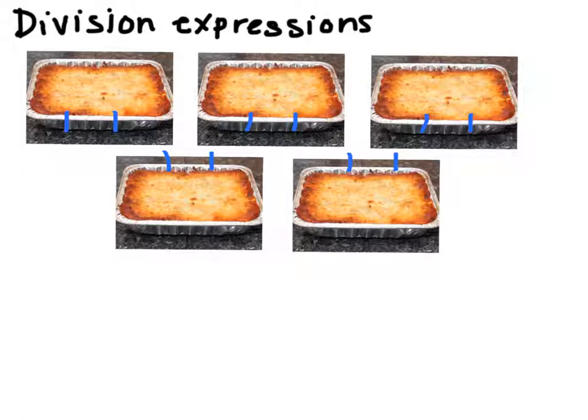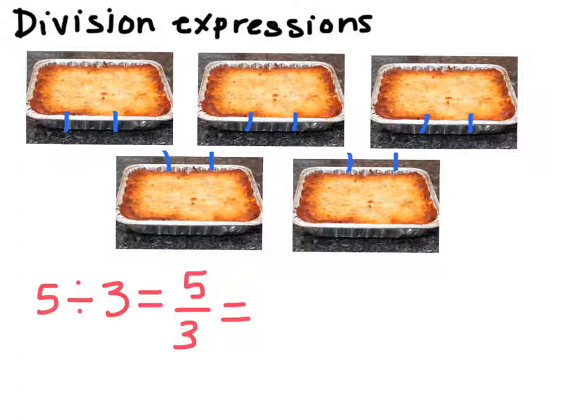person get? So what we're going to do to figure this out mathematically is write a division expression. 5 pans of lasagna divided by 3 people. And our answer will tell us how many pans of lasagna each person gets. So we can rewrite this as a fraction, 5 over 3, which we can also rewrite as a mixed number, 1 2/3. So each person gets 1 2/3 pans of lasagna.